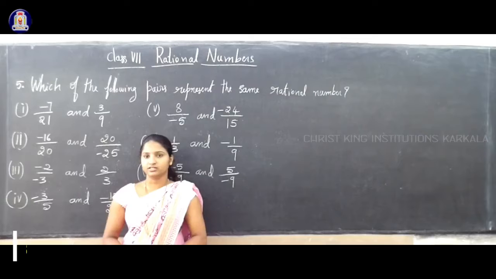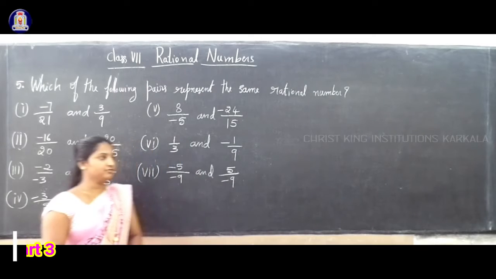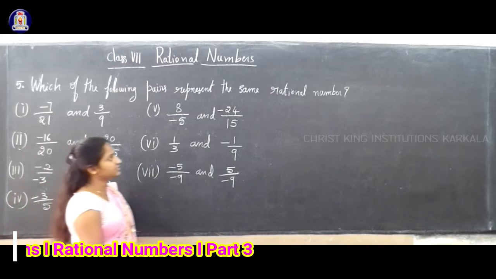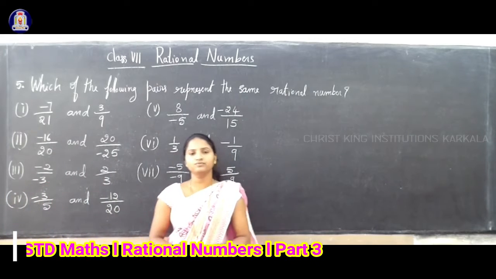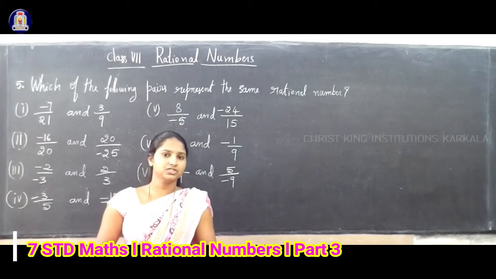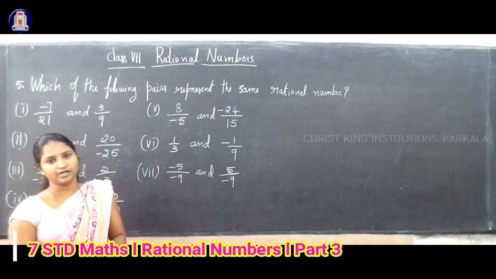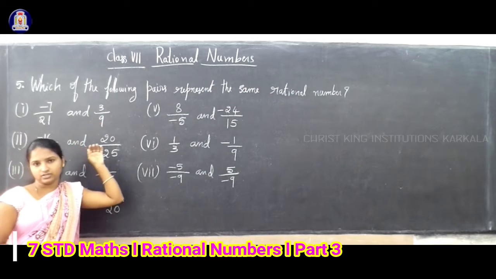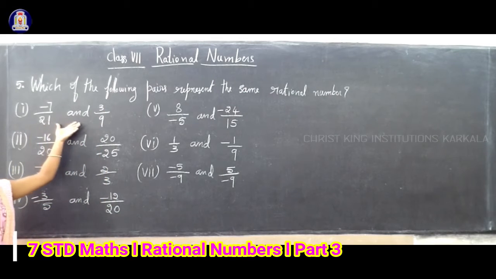The next question, in rational numbers, the fifth question is: which of the following pairs represent the same rational number? You know, the first pair of rational numbers is -7 by 21 and 3 by 9. So this is the first pair of rational numbers.